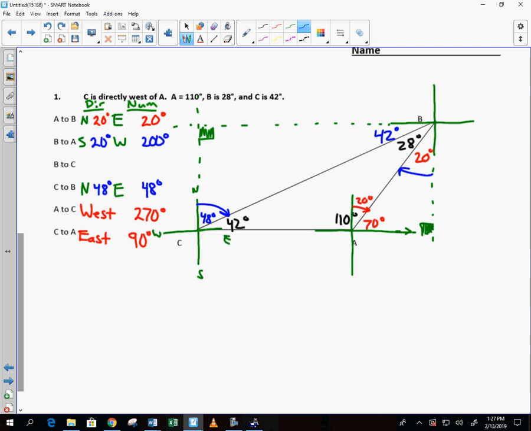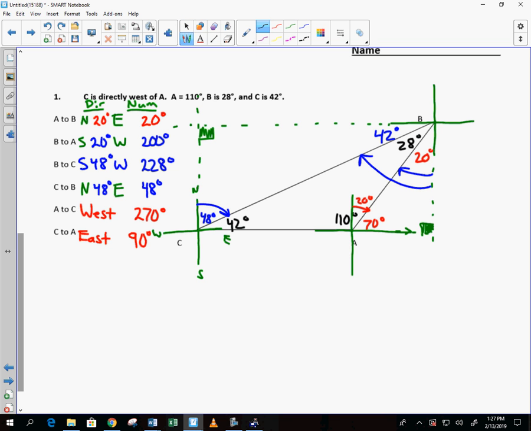I've got one more. I'm going from B to C. So from south, how many degrees do I turn towards the west? 48 degrees. So south, 48 degrees to the west. So do I turn 48 past 180 or 48 behind 180? 48 past 180, which is 228. And there we have it.